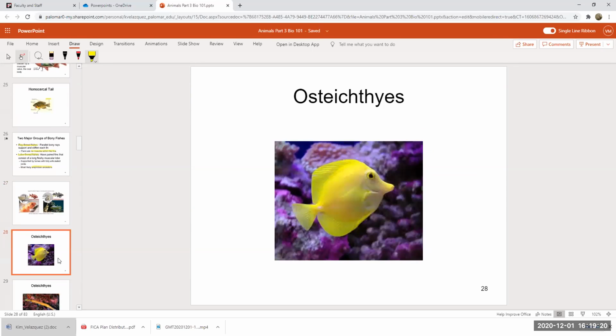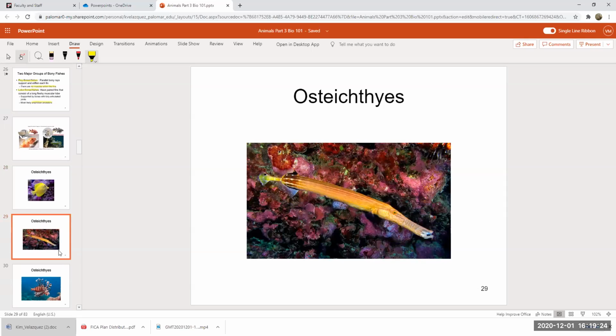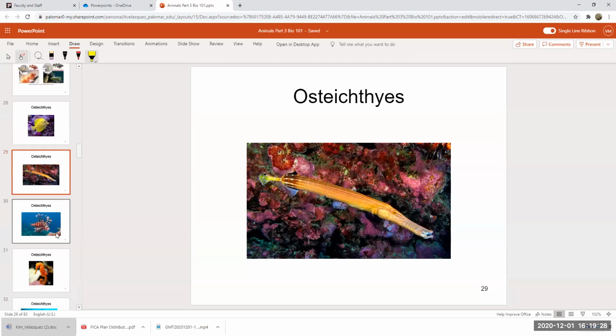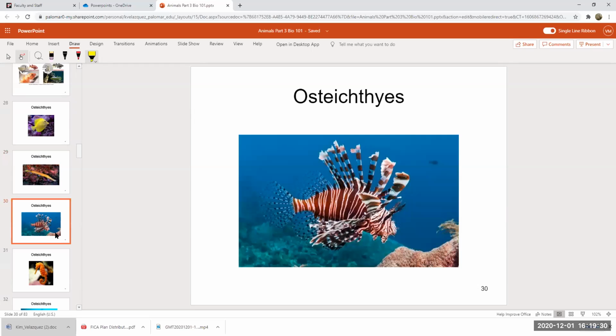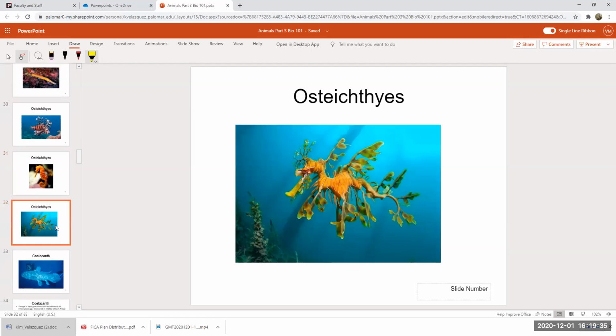But I just want to show you some of the diversity in the bony fish. So beautiful. So many different shapes of their bodies and their fins based on their lifestyle. Lionfish, seahorse, sea dragon. These guys are amazing.